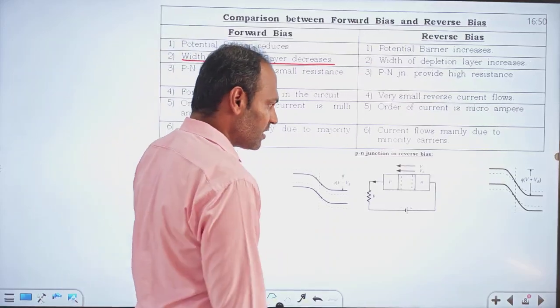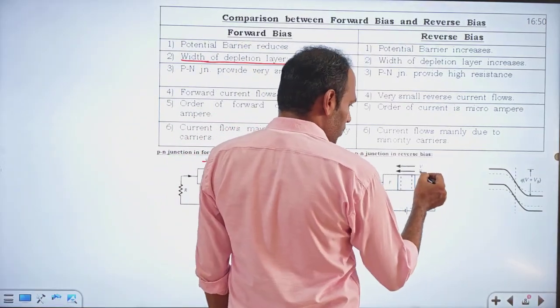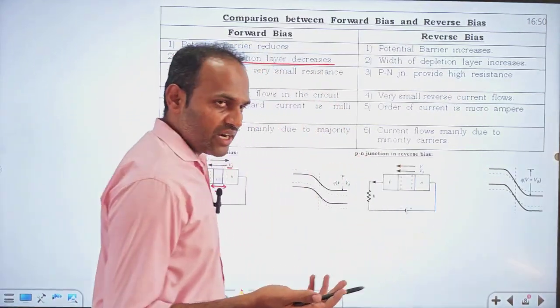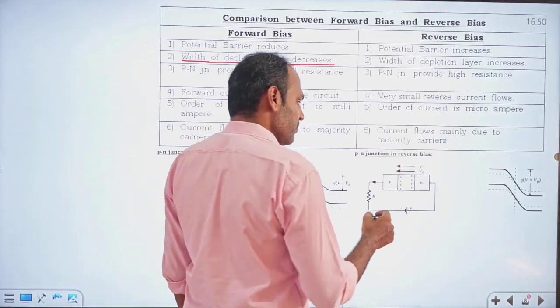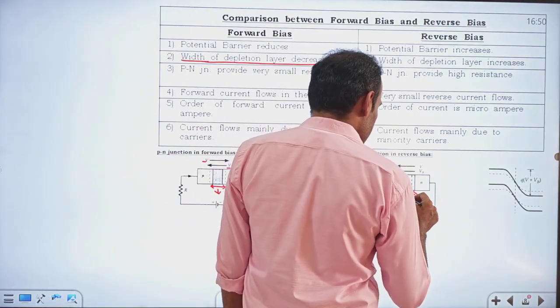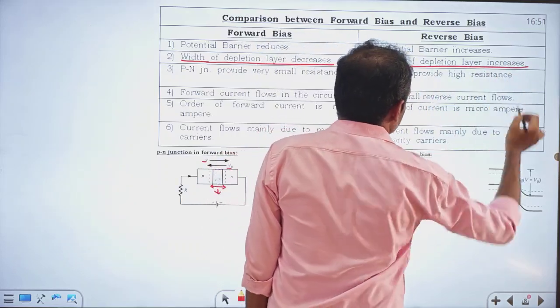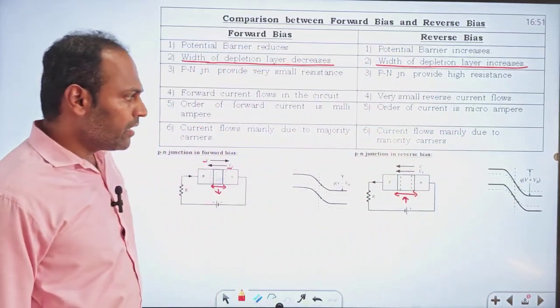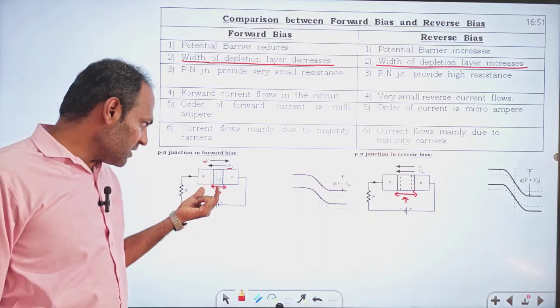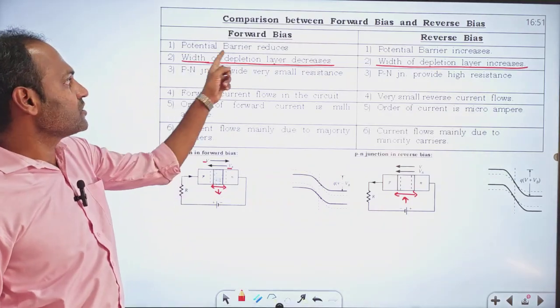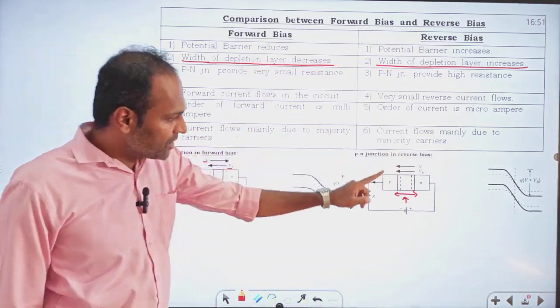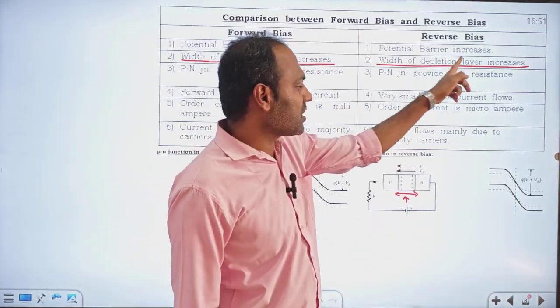In reverse bias, since applied potential and barrier potential, or applied field and barrier field, both are in the same direction, width of depletion layer increases. Width of depletion layer increases, correct. If the depletion layer width decreases, barrier potential also decreases. If depletion layer width increases, barrier potential also increases.